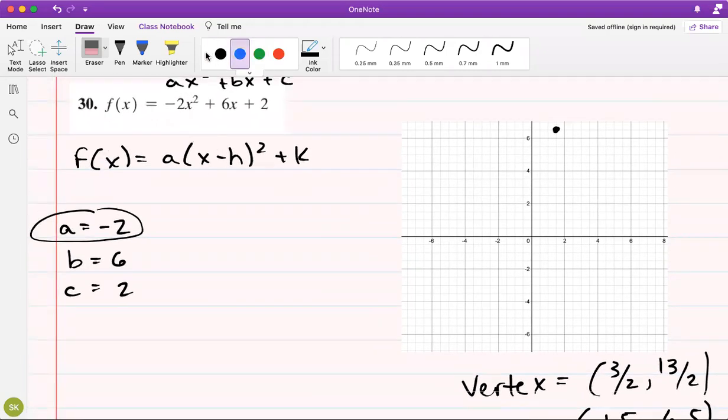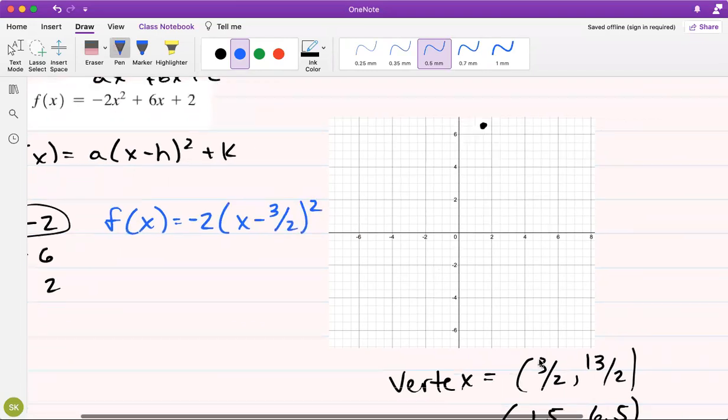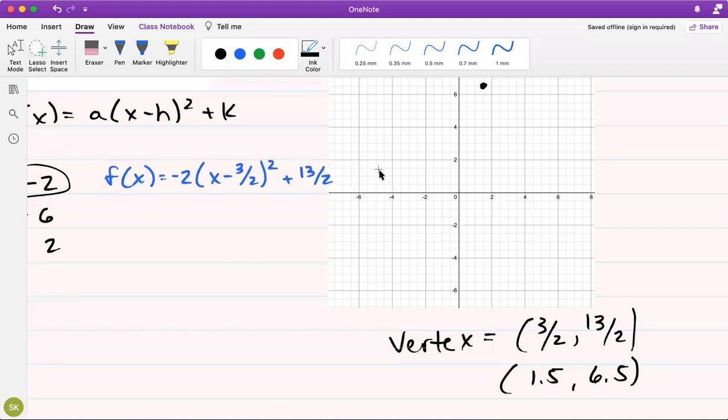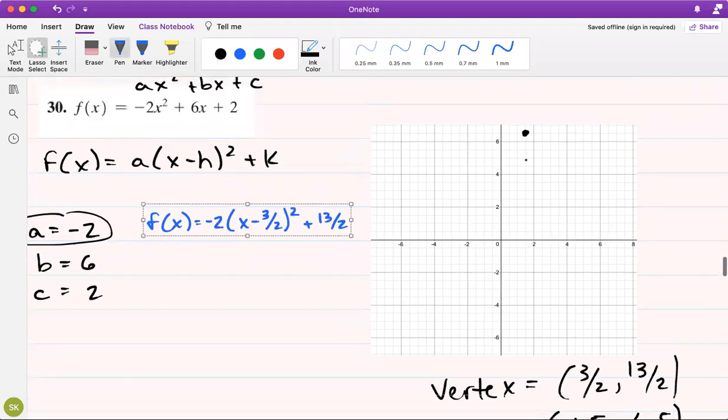Now the objective is to use transformations of graphs to graph this. So let's write this in this form. We've got negative 2 (x minus 3/2) squared plus 13 over 2. And remember, what goes in here is always the opposite of what you have here. Okay, so this is our function. So let's graph it using transformations of graphs.